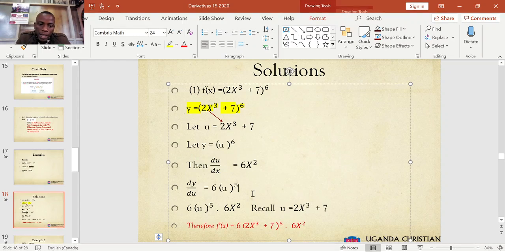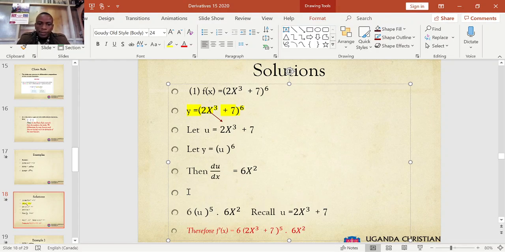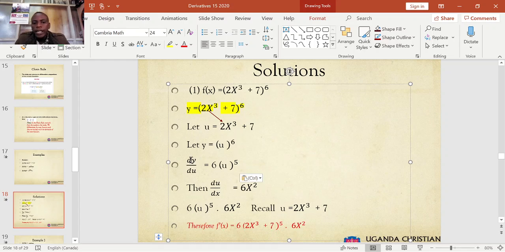Someone will ask me, why are you now starting with the inner function when you should have started with the derivative of the outer function when you're calculating? Alright, so let me start with the outer function to avoid people wondering why I'm starting with the outer function. So we get the derivative of the outer function.